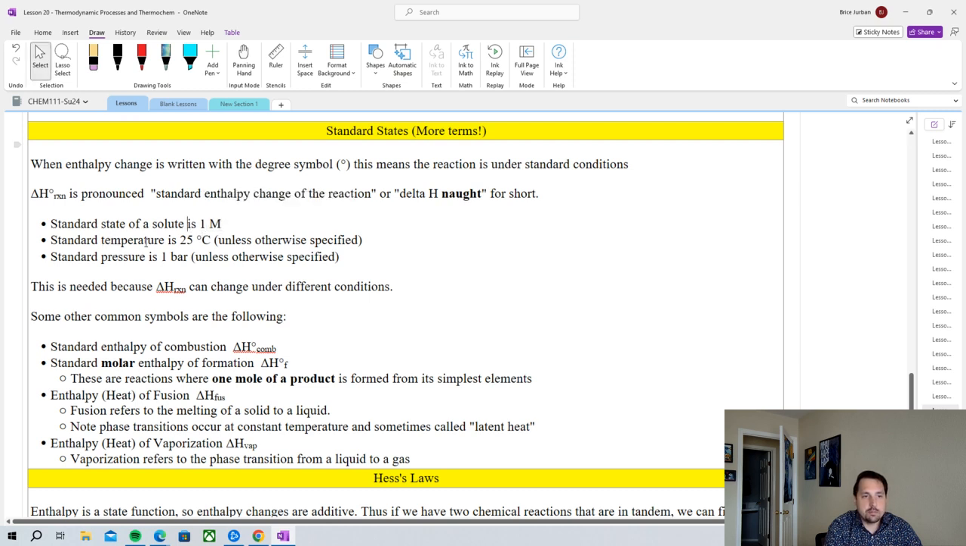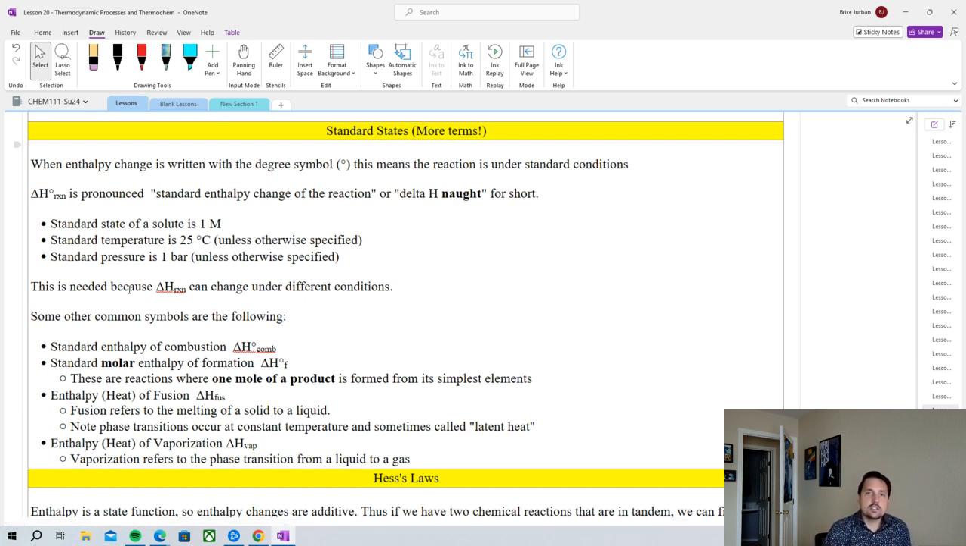For a standard temperature, it's generally 25 degrees Celsius, but that depends on the reference book you're working with. So sometimes it's 20 degrees Celsius. You want to pay attention to that. And then the standard pressure is typically 1 bar. It could be 1 atmosphere. So just pay attention to that as well. This is needed because delta H depends upon the different conditions. So if I increase the temperature of a chemical reaction, it can either cause it to be more exothermic or less exothermic, depending on how we change the temperature.